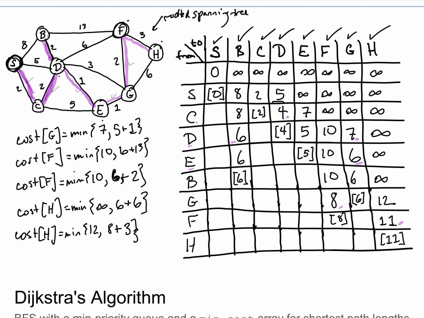So for example, from S to F, we have this sequence of edges, this shortest path from S to F in this rooted spanning tree.